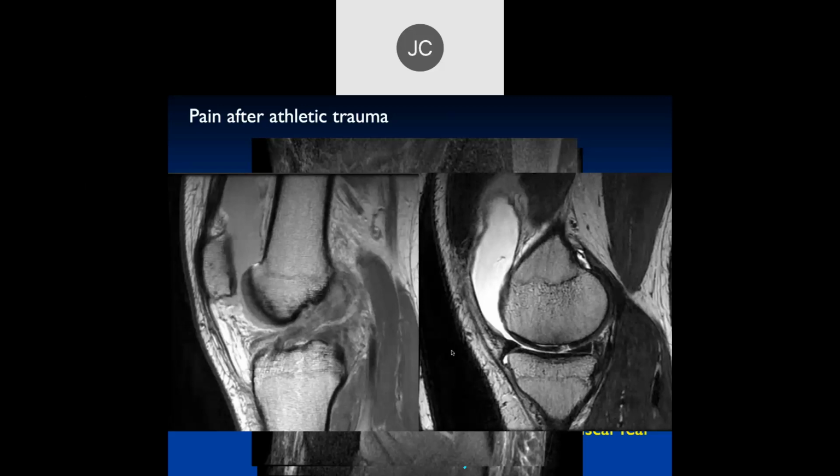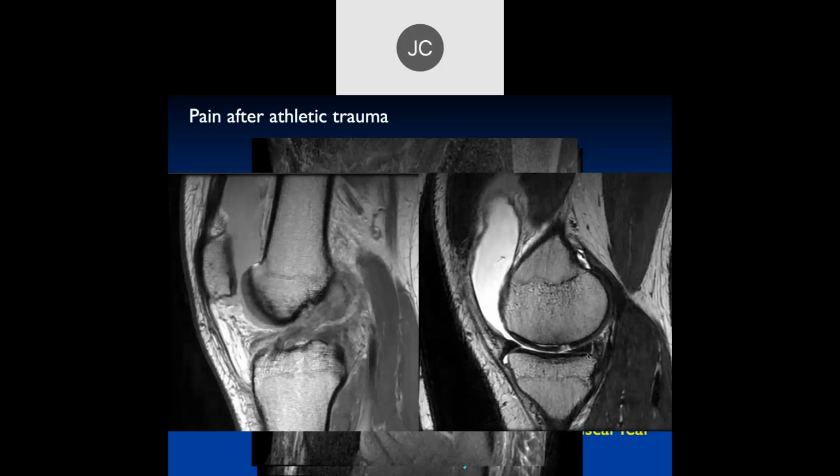In the setting of an ACL tear, a posterior horn tear of the medial meniscus would be a root tear, or a ramp tear, which we've already talked about before. And it involves both the superior and inferior articulation. So this would be a little bit of an unstable ramp tear.